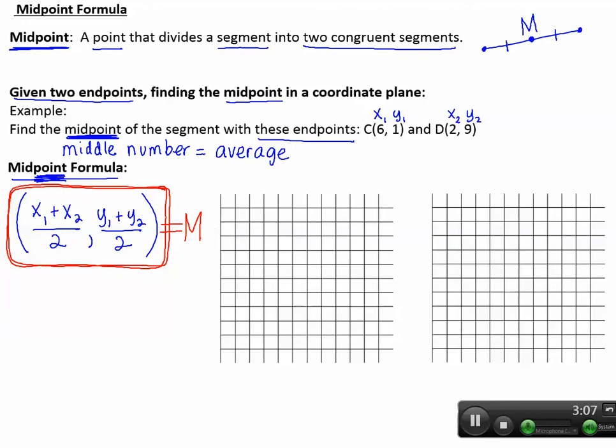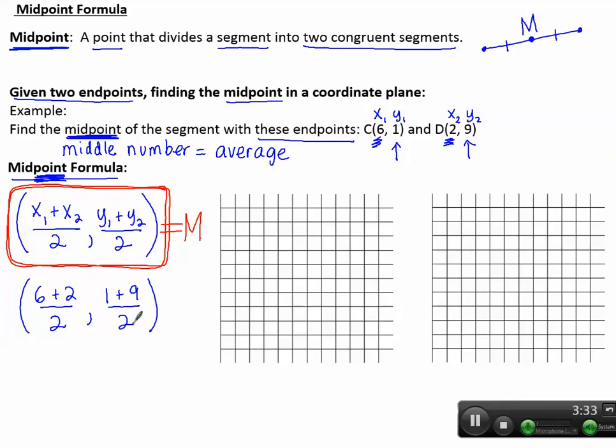Let's apply this to the points that were given. Here is our x sub 1 and x sub 2. So in my ordered pair, I'm going to write the 6 and the 2 being averaged: 6 plus 2 divided by 2. Similarly with the y's, the y is 1 and the other y is 9. So 1 plus 9 divided by 2.